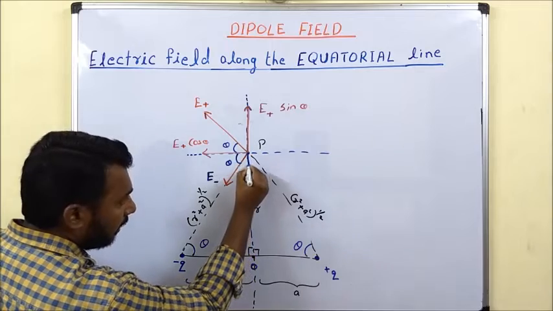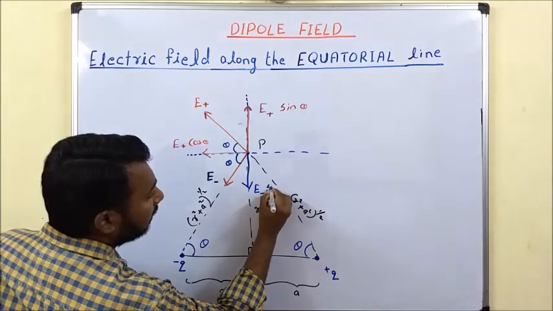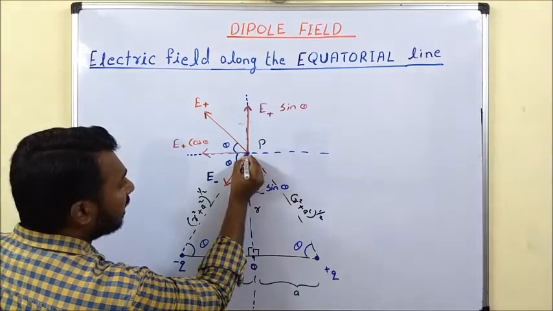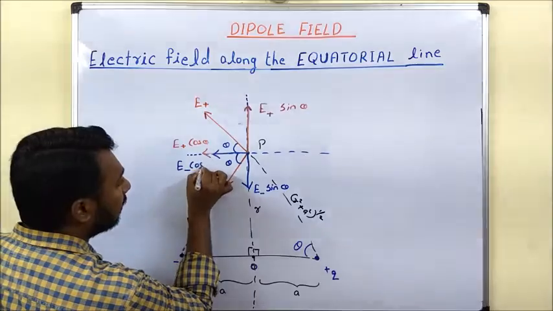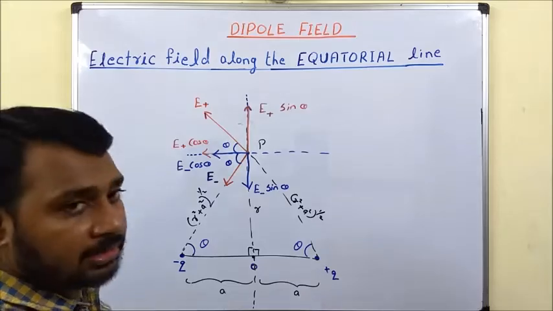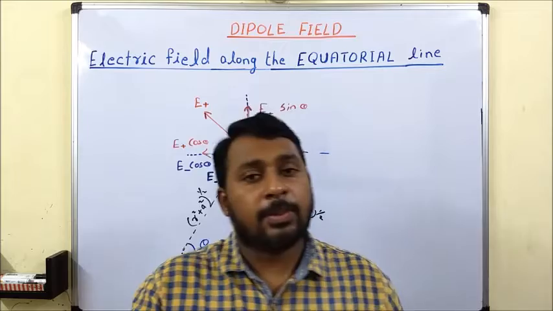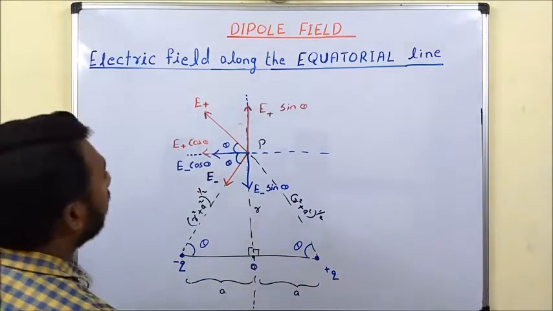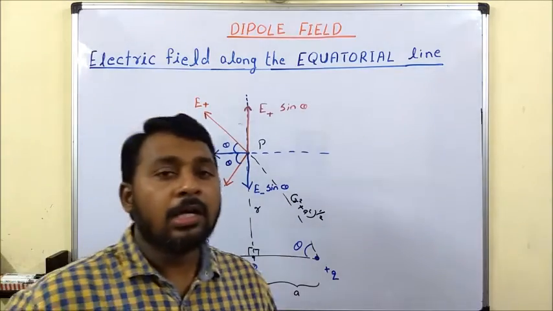Again, this E minus I am going to resolve into its rectangular components. One along this will be E minus sine theta, that means the sine component, and the other one will be along this direction. So what is this? This is E minus cos theta. Remember, this is E minus into cos theta. All these plus or minus signs indicate what? The electric field of the positive charge or the electric field of the negative charge. So now you have resolved both E plus and E minus into their rectangular components.